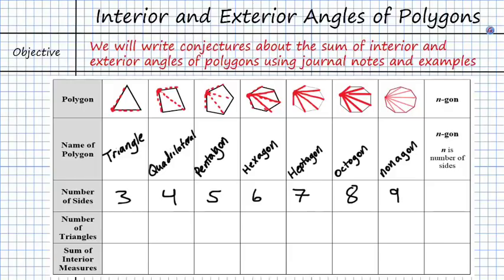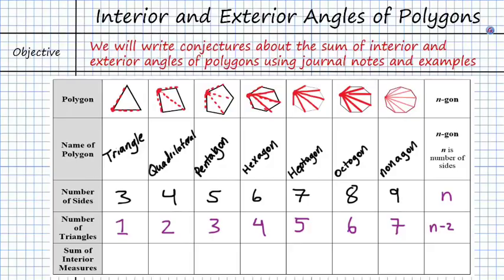Alright, so for the number of triangles. Obviously a triangle only has one triangle that appears. But then we move on to the quadrilateral, we form those lines between the vertices, and we see that there are 2 triangles that are formed. Then for the pentagon, there are 3 triangles formed. Then we see here that the hexagon is going to be 4, and we see a pattern develop here. So if we count the number of triangles, what we see is that for every n sides, you're going to have n minus 2 triangles.